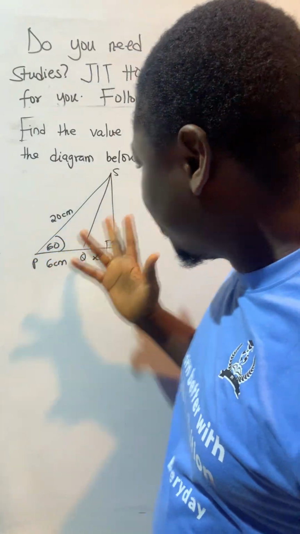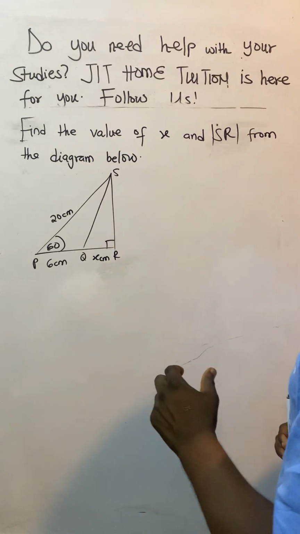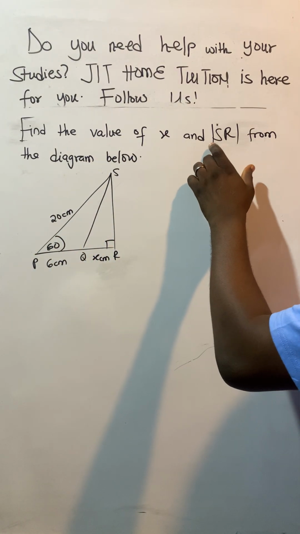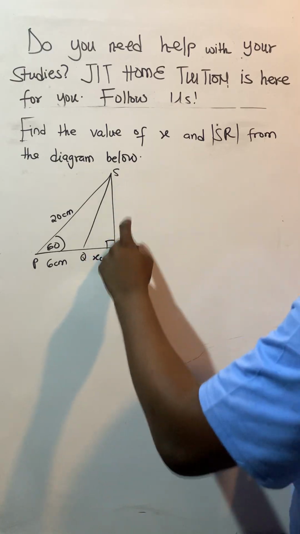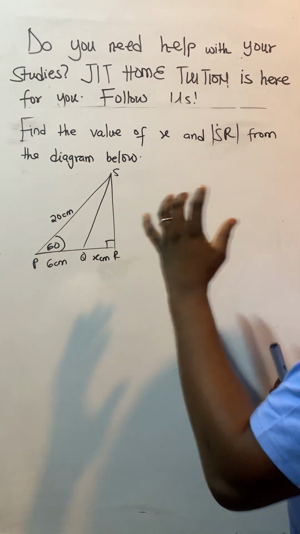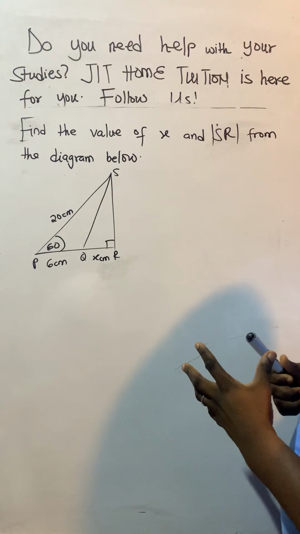So today we have this question on the board to solve. The question says to find the value of x and the length of SR. So this is SR. Now, from the diagram below, this is the diagram. Now, how do we go about it?